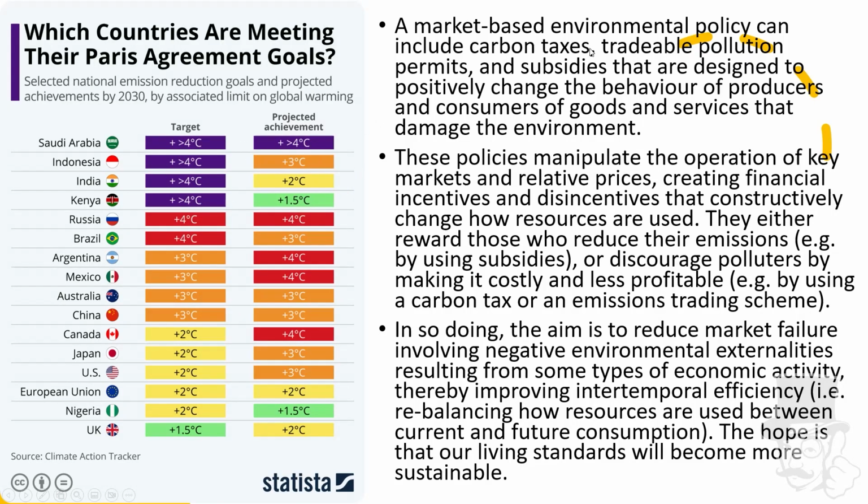So a market-based environmental policy can include carbon taxes, tradable pollution permits and subsidies that are designed to positively change the behavior of producers and consumers of the goods and services that damage the environment. So those are your three options. I am going to be focusing on carbon taxes. So yeah, all of these policies are aimed to manipulate the way the market operates to reduce our environmental footprint.